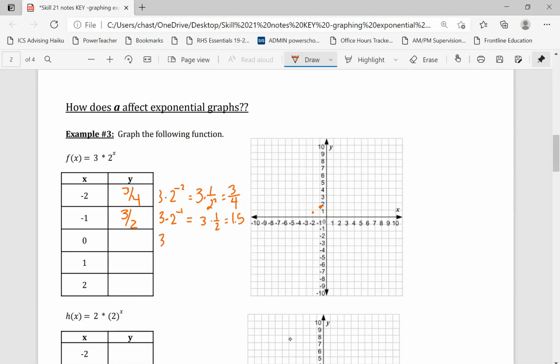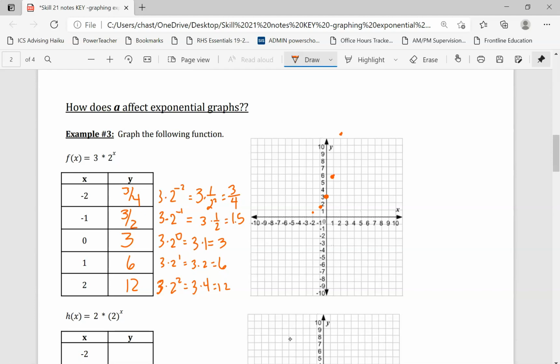If I plug in 0, I have 3 times 2 to the 0, so that's going to be 3 times 1, which is 3. And then plugging in 1, I have 3 times 2 to the first, so that's 3 times 2, which is 6. So 1, 6. And next one, 3 times 2 squared, that'll be 3 times 4, which is 12. So I go over to 2 and up to 12, which puts me off the graph by just a tad.